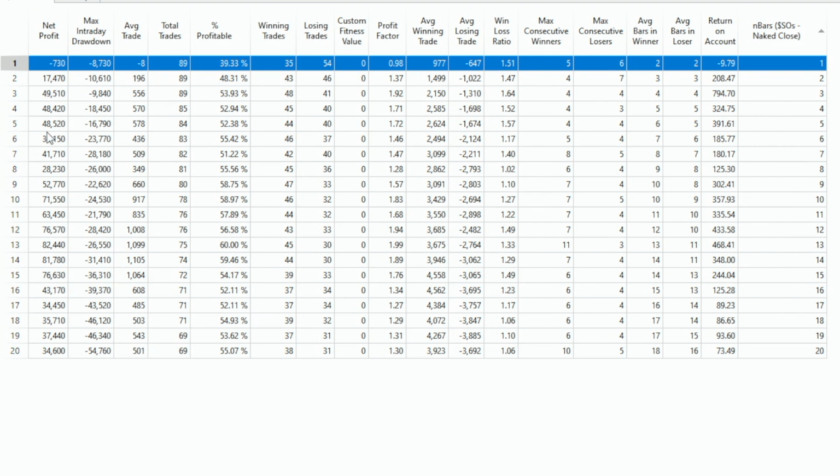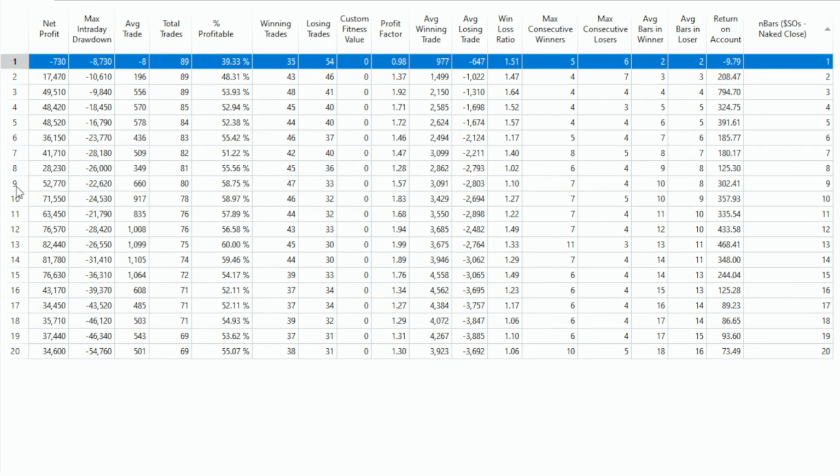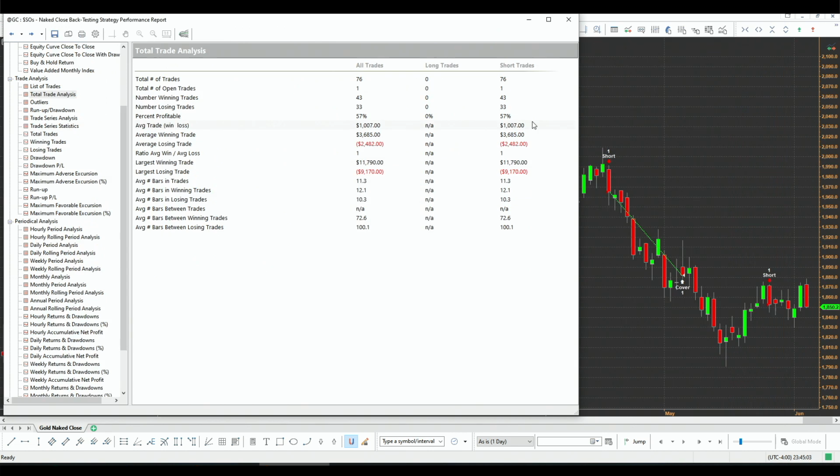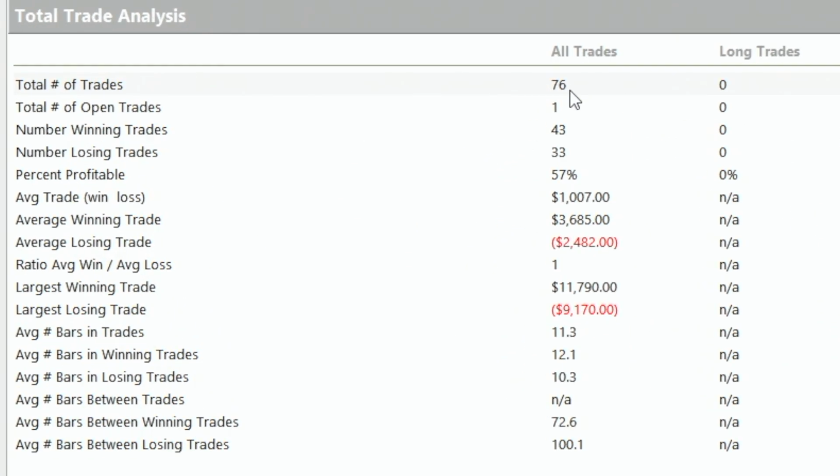So this is a very good pattern for the short side on gold. As you can see, you can pick anything and it's making a lot of money. And again, we can see that between 9 and 15, it's also a good area. So let's pick 12. And now we can see that we have 76 trades averaging $1,000. So that's again definitely more than enough to cover slippage and commission.